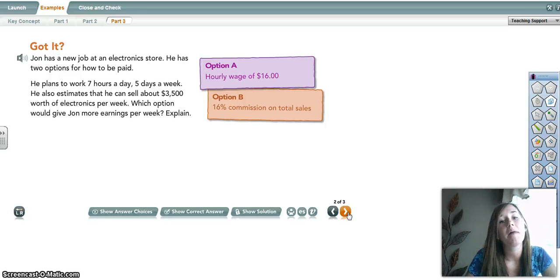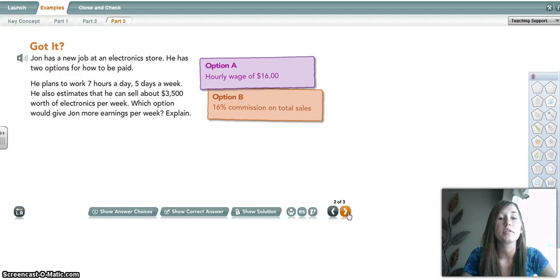John has a new job at an electronics store. He has 2 options for how to be paid: an hourly wage of $16 or 16% commission on total sales. He plans to work 7 hours a day, 5 days a week. He also estimates that he can sell about $3,500 worth of electronics per week. Which option would give John more earnings per week? Pause the video, try it out. This is just like the one we did.